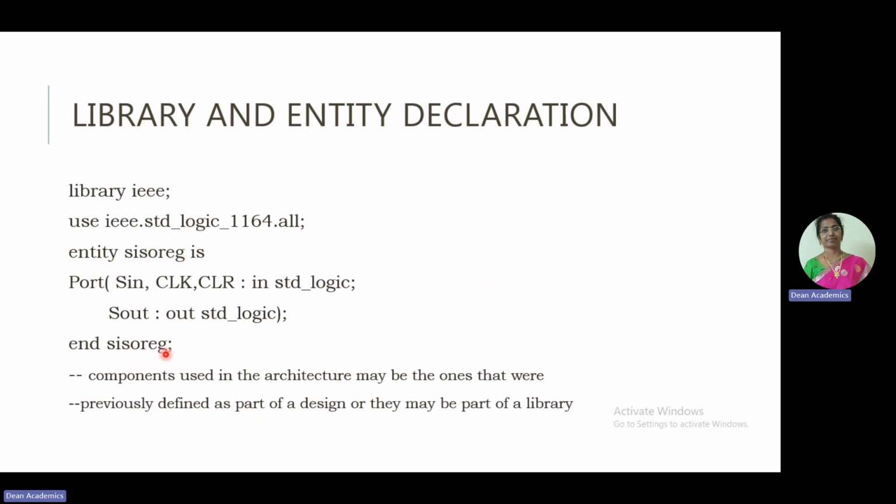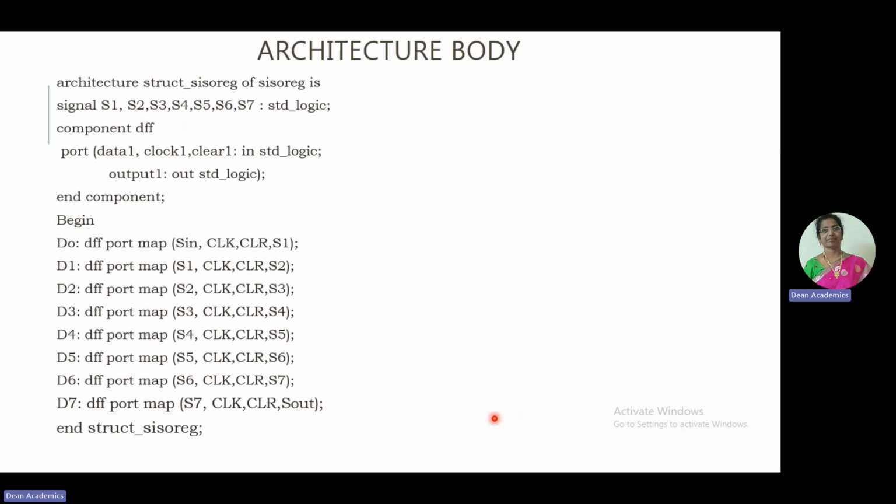And we are going to write structural style of modeling. So therefore we go for component declaration. And before we go for component declaration, we have to ensure that the components used in the architecture may be the ones that were previously defined as part of a design, or they may be part of a design library. That you have to keep in mind. Now let us see the architecture body. Architecture, a structural style of modeling of this SISO register.